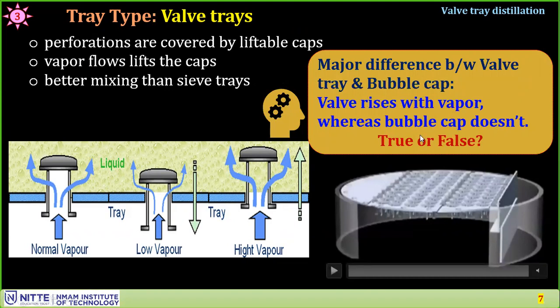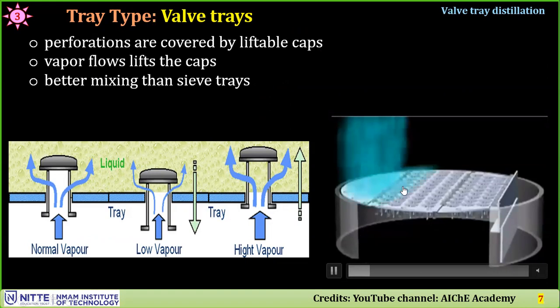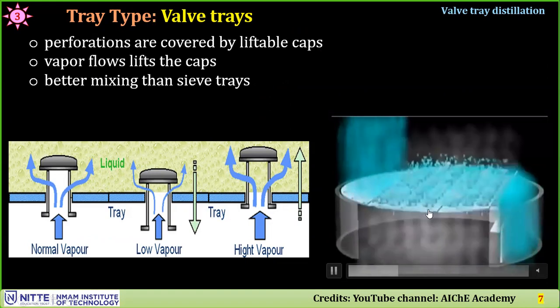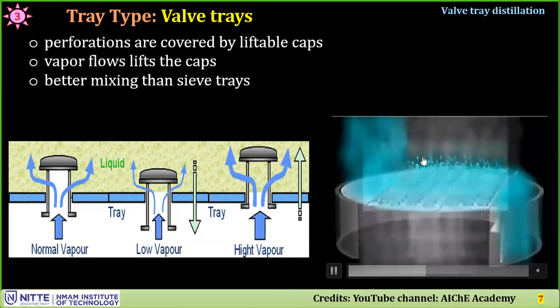Yes, true. Bubble cap doesn't rise upward, it is fixed. Whereas the weir, based on the vapor pressure on it, rises up. If there is no pressure, it closes. So let us have a look at a video demonstration of how it works. So the liquid flows like this. It's a slow motion video. Liquid flows like this through that. Vapor flows here, and you can see that the weir slightly opens up and it pushes the liquid upward.